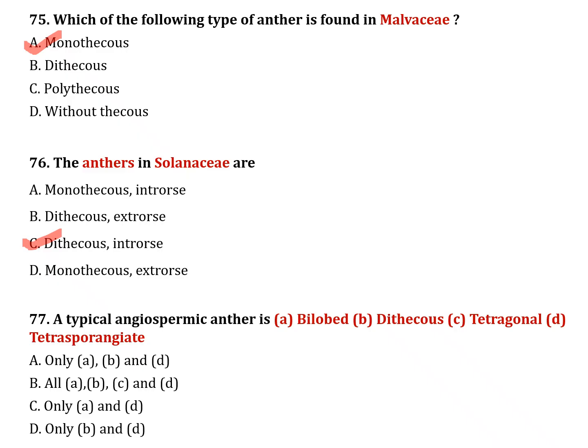The next question, number 77. A typical angiospermic anther is: A, bilobed; B, dithecous; C, tetragonal; D, tetrasporangiate. Option A, only A, B and D; option B, all of A, B, C, D; option C, only A and B; option D, only B and D are correct. The correct answer is option B, all of A, B, C, D are correct. A typical angiospermic anther is bilobed, dithecous, tetragonal, and tetrasporangiate.